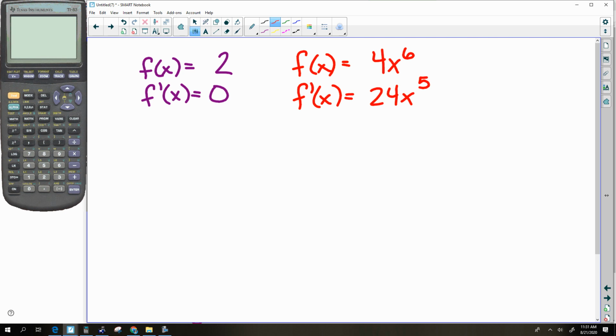All right, so on to the advanced version. What if it were 4x to the negative 6? Well, it still drops down and multiplies, so negative 6 times 4 is negative 24, and the exponent reduces by 1, so minus 1 would yield a negative 7.